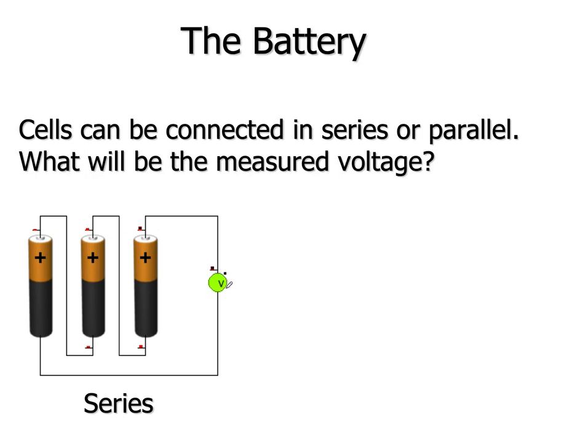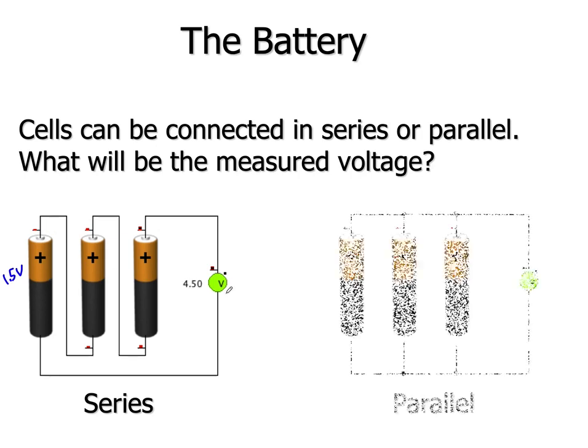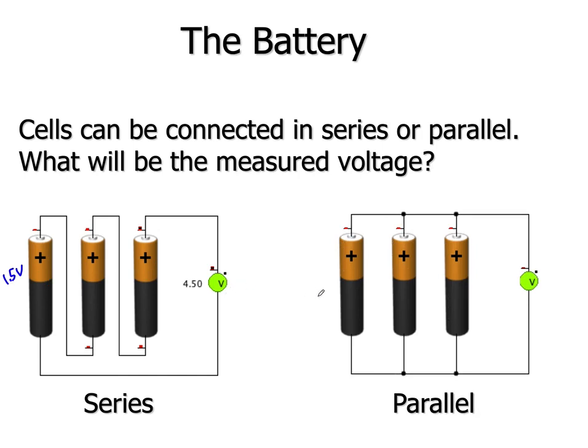And so the question is, what will this meter read if you hook them up this way? Now, each battery here is 1.5 volts, or produces 1.5 volts of electrical potential, or does 1.5 joules of work on every coulomb of charge that passes through it. And the answer is, if you put them in series, it ends up being 4.5 volts. What happens if you put them in parallel?